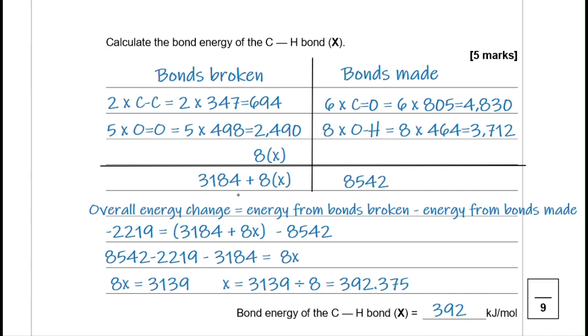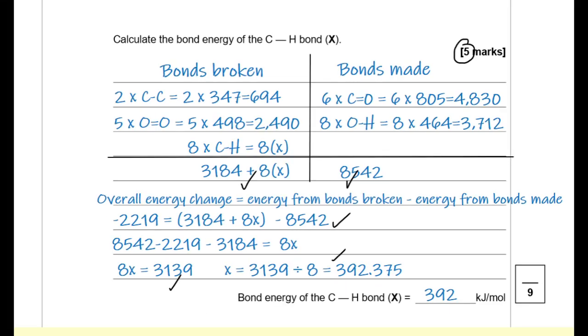Now the marks. 1 mark for the total value for the bonds broken, 1 mark for the bonds made, 1 mark for the equation to show energy change, 1 mark for 8x equals 3139, and 1 more mark for your final answer, 392. 5 marks.